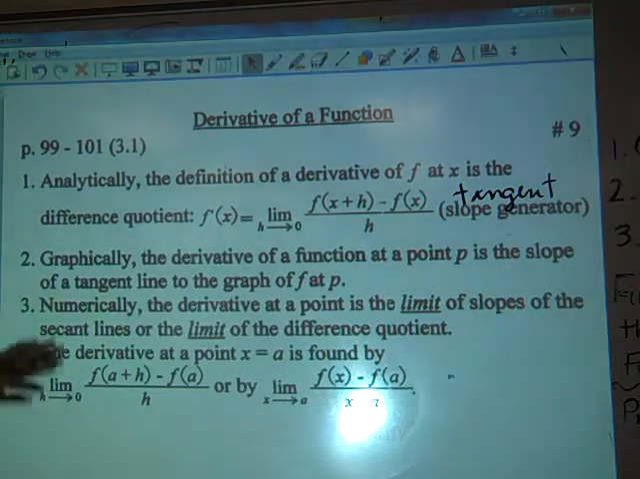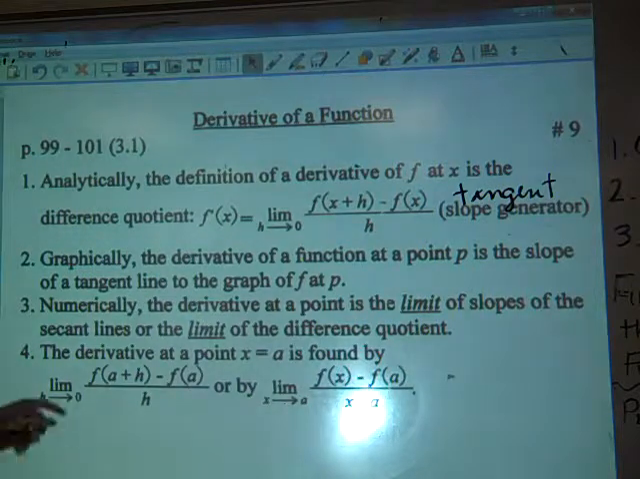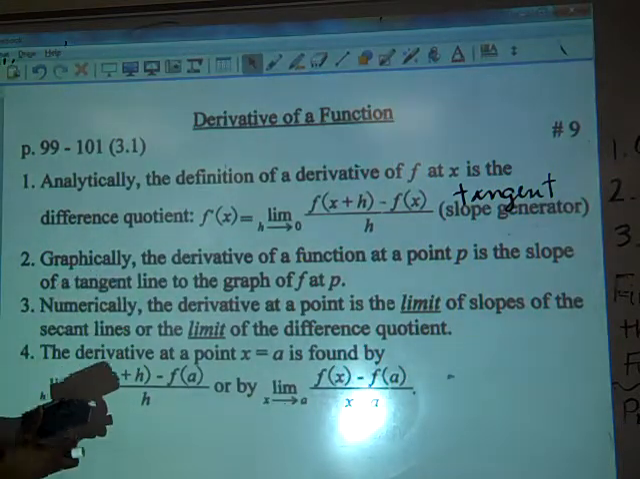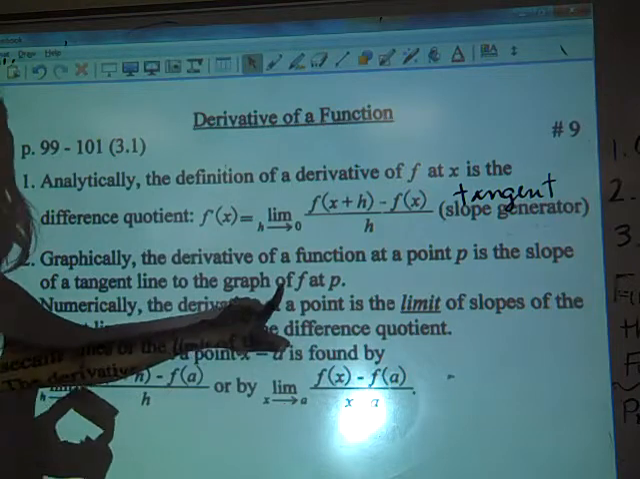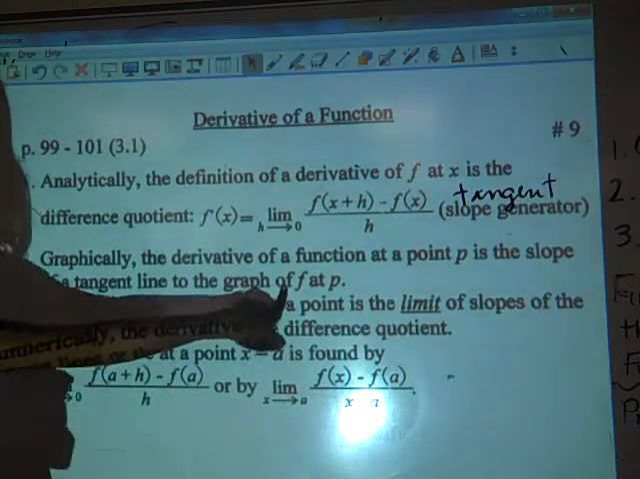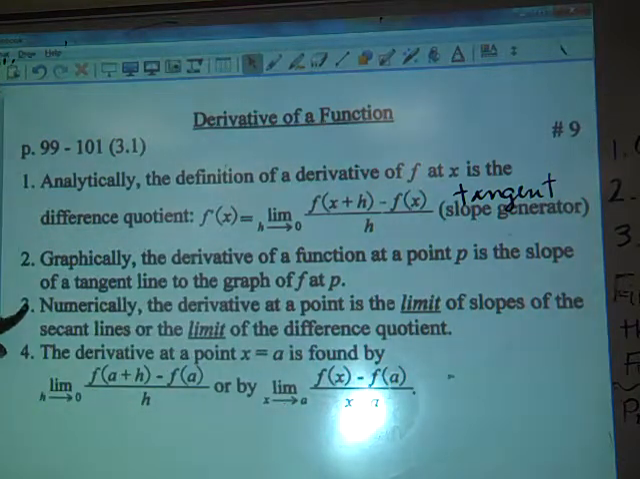Let's look at what it says graphically. The derivative of a function at point P is the slope of the tangent line to the graph of f at that point. We did that, didn't we? Don't remember? You don't remember the graph that I drew last class period and the class period before? And that's what we're talking about.